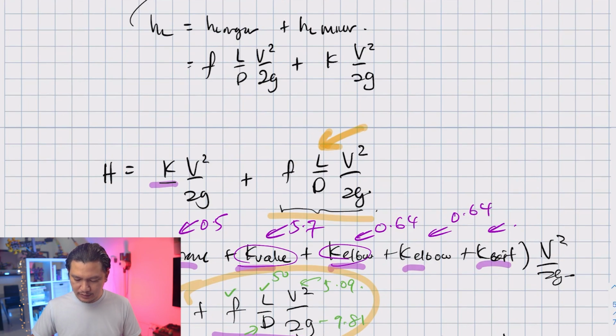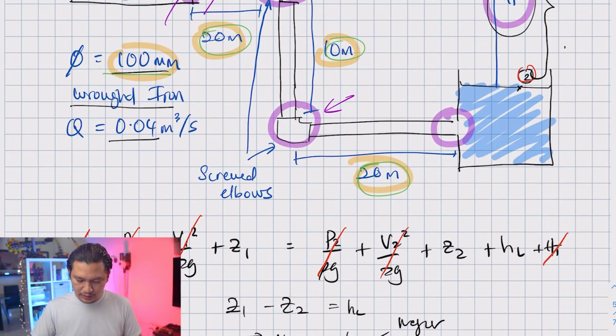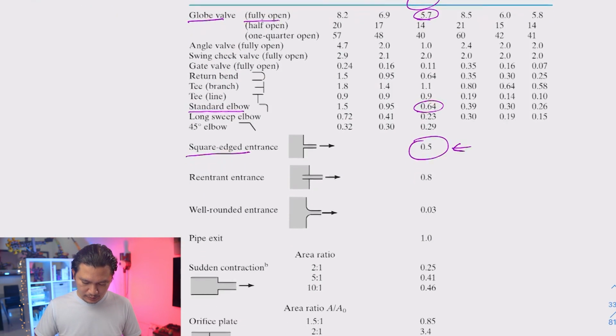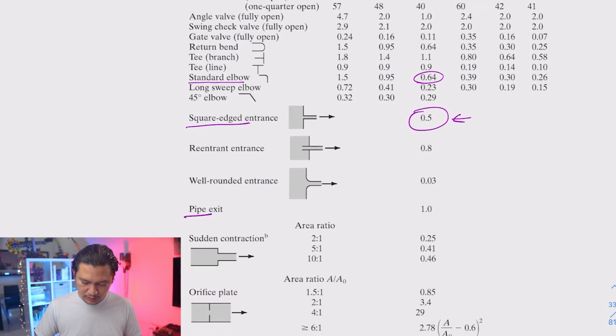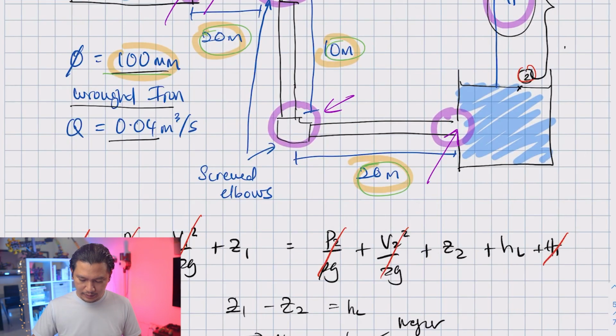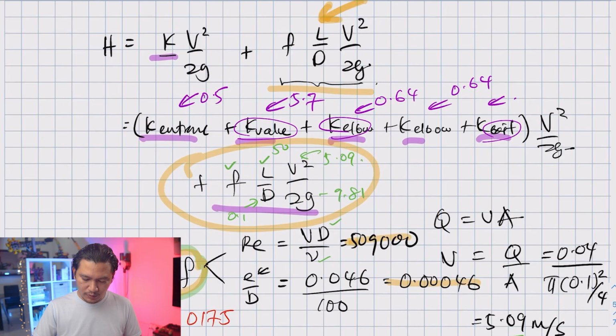And what about K exit? K exit is here, and this is the exit flow where the flow exits from the pipe and into the tank. Let's take a look at our table. K exit is pipe exit, which is 1.0. K equal to 1.0. Now let's go back. And K exit is 1.0.